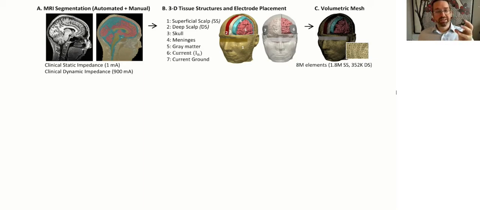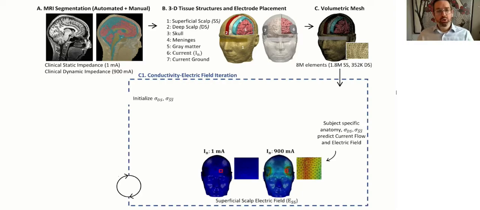This requires generating these meshes. There are many of them. Just in the superficial skin, there are almost 2 million elements. And now we predict how current flows through the head. We do this for the two different conditions: the 1 milliamp static impedance situation, and the 900 milliamp therapeutic dynamic impedance. So in both cases, we predict the current flow through the head.